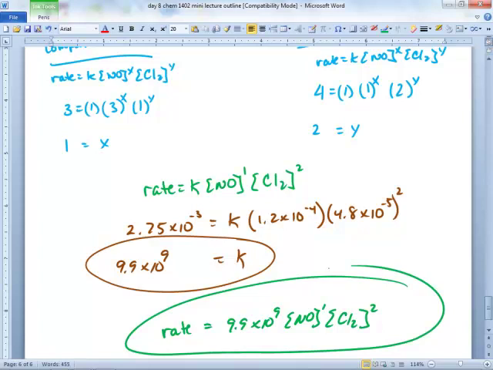Equals. We're not pushing equals. Yeah, we have to write in scientific notation though. Pretty dang close, 9.8. I just carried more digits or something than you.